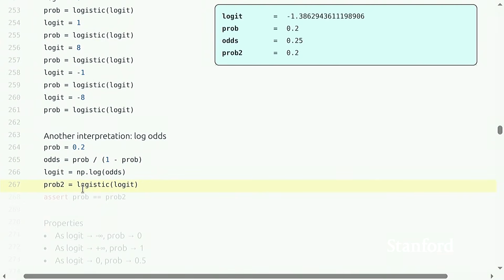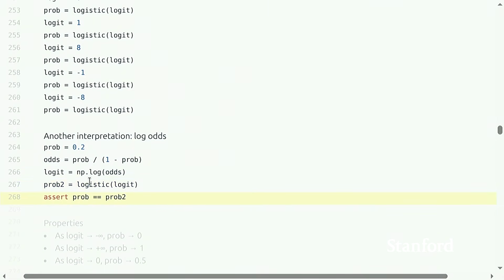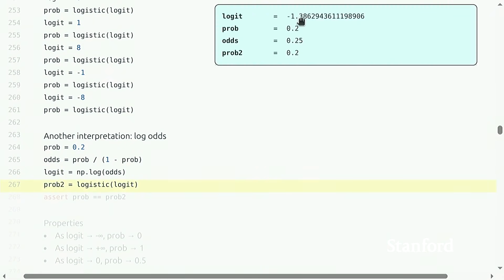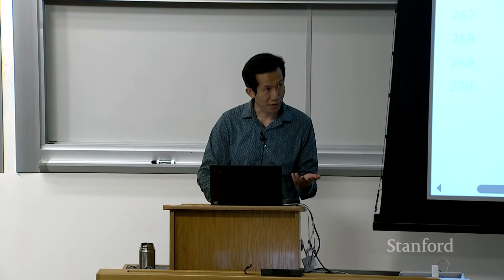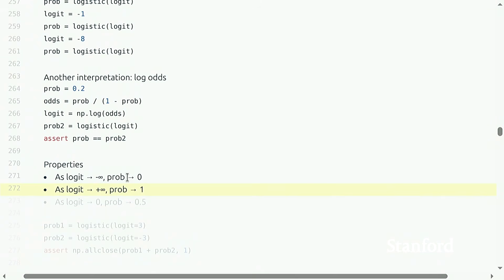So just to double check, if you take that logit and push it back through the logistic function, you get the same probability. Okay? So another way to think about the logistic function is that it's the inverse of this mapping from a probability to log odds. Okay, so hopefully this part is clear. As the logit goes to negative infinity, the probability goes to 0. Positive infinity, the probability goes to 1. And at 0, the probability is 0.5.